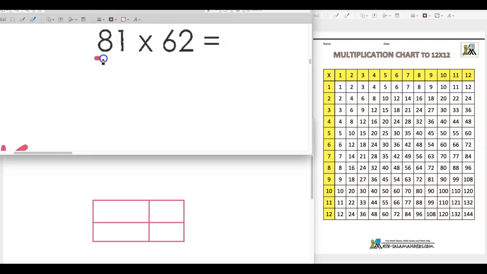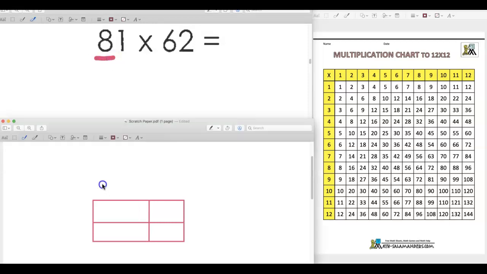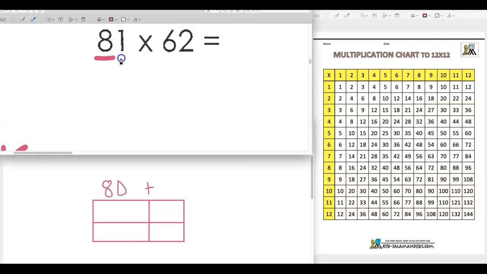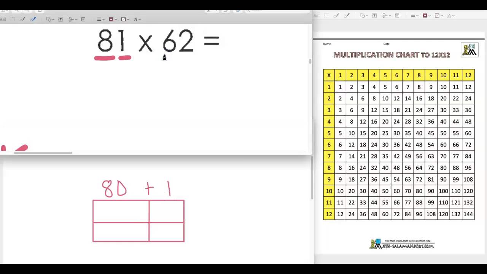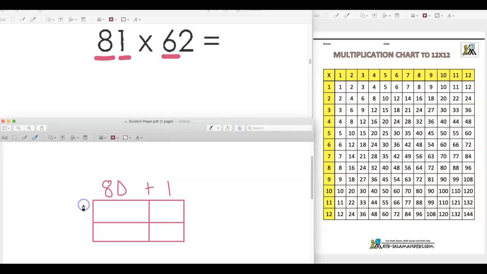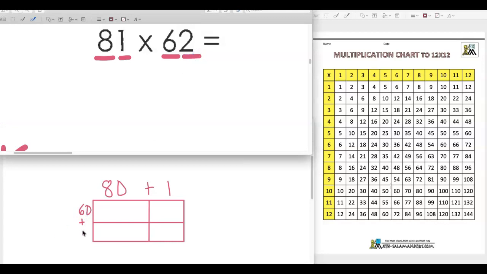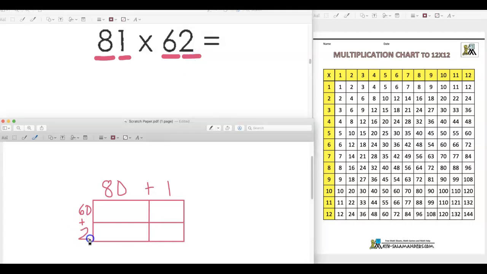81, the value of this 8 equals 80. The value of this 1 is 1. Then I come over here to 62. The value of this 6 is 6 tens, or 60. The value of this 2 is 2 ones, or 2. Then I can multiply. Remember that this is called the area model because it's length times width.